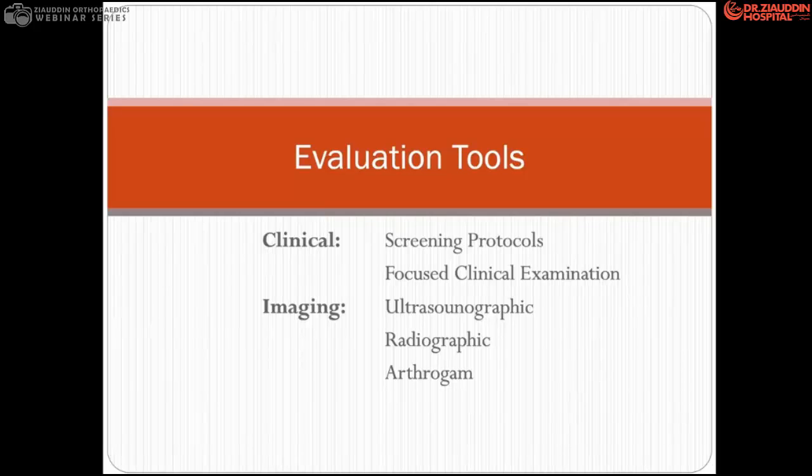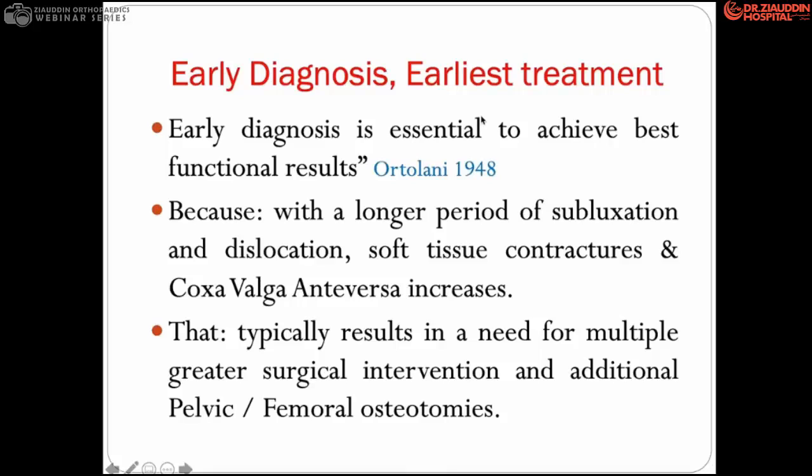Screening tools usually are of two types. One is the screening protocols, which are clinical, and then the clinically focused examination of the limb itself. Following that, you do the ultrasonography, radiography, which is more appropriate after 6 months of age, and arthrogram, particularly to evaluate whether you have reduced the femoral head or not. So early diagnosis is very important.